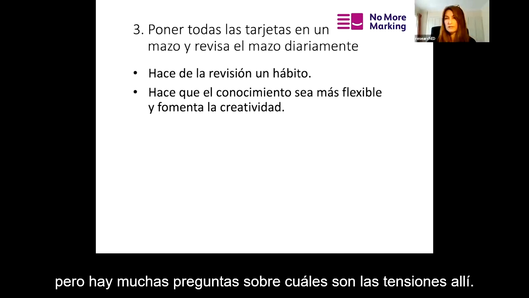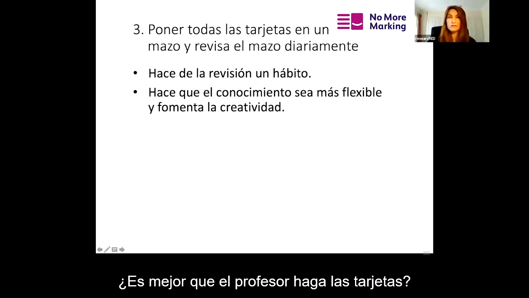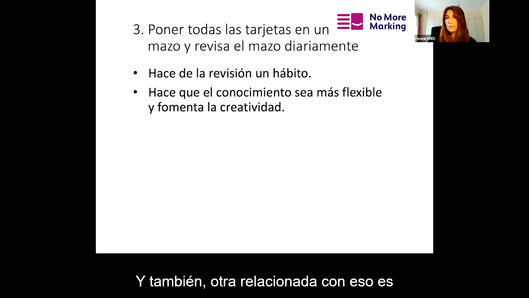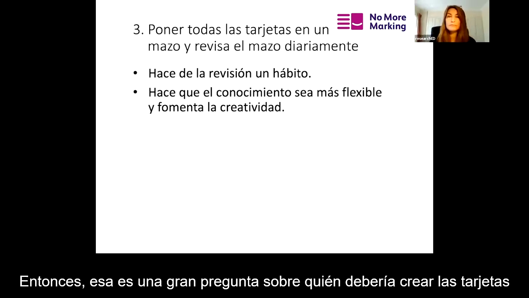What are the tensions there? Is it better to get the students to create them? Is it better for the teacher to create the flashcards? And also, another one related to that is, can you use that with students as young as year 2 or year 3 children?